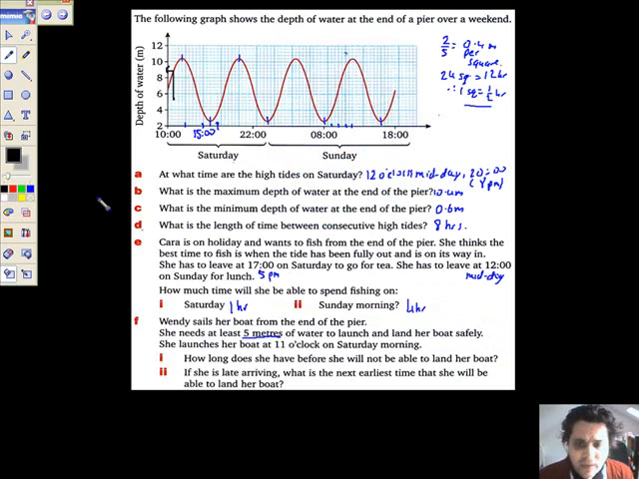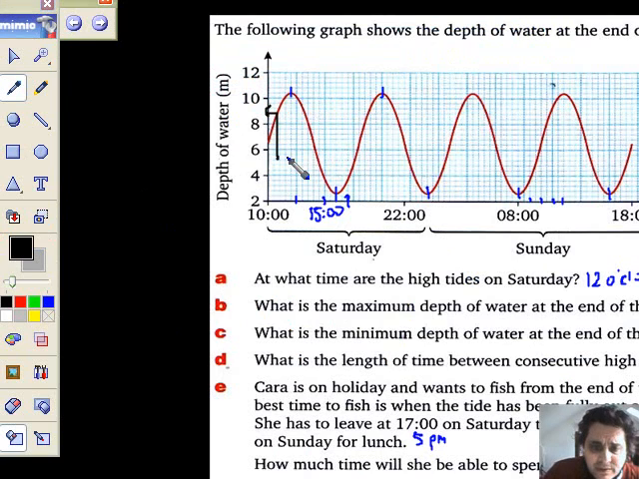She launched at 11 o'clock, right, done. And that's on Saturday morning. How long does she have before she will not be able to land her boat? She needs 5 meters of safe water. So 5 meters is going to be right here between the 4 and the 6. So let me just draw that in. It's about there. Right, how long do we have from there to there? Essentially, I think we've got 1 square before 3 o'clock. So that's 2:30 in the afternoon.